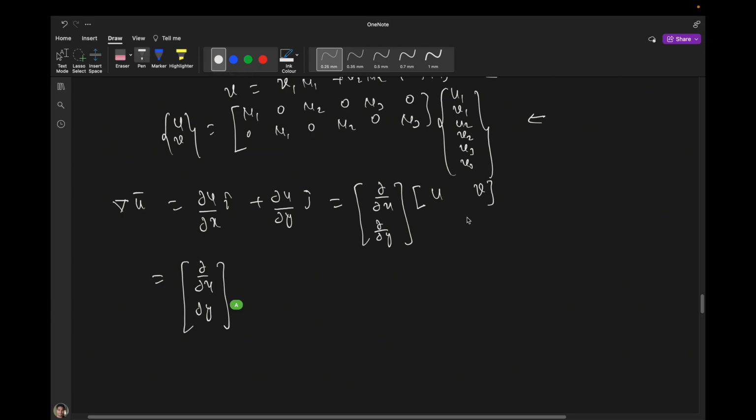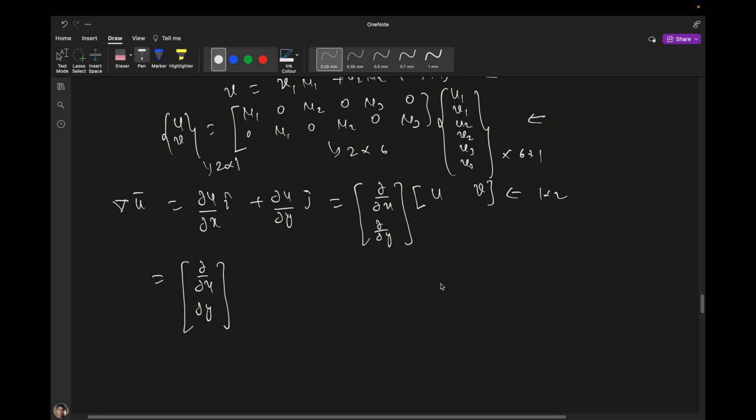I want to write this. I mean, you can see that this is 2 by 1. This is 2 by 1. But what I have to write is 1 by 2. And this is 2 by 1. This is 2 by 6. And this is 6 by 1.